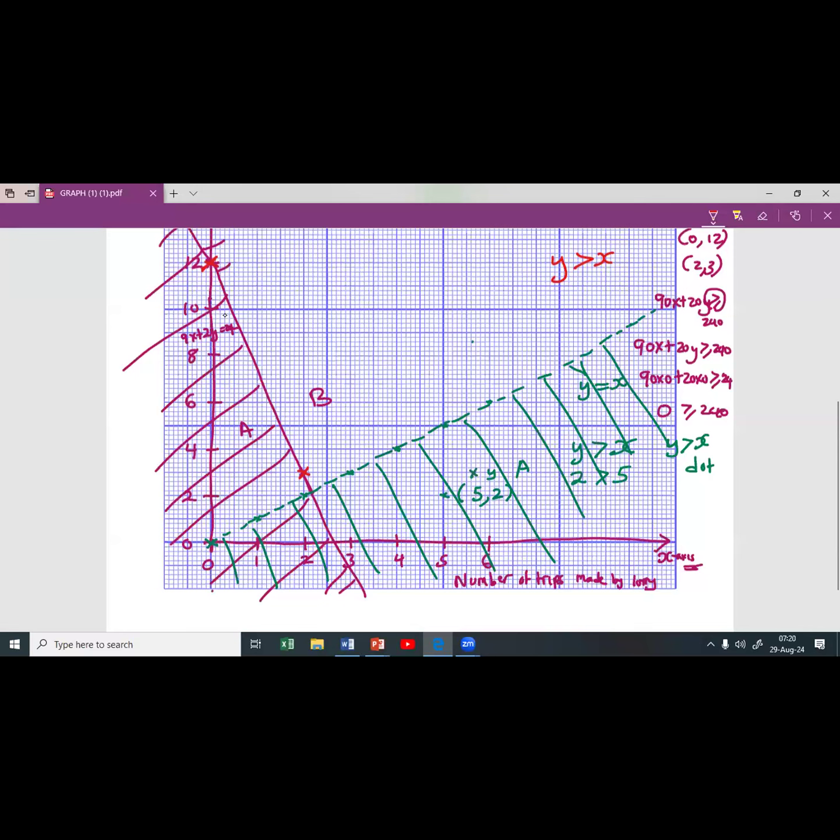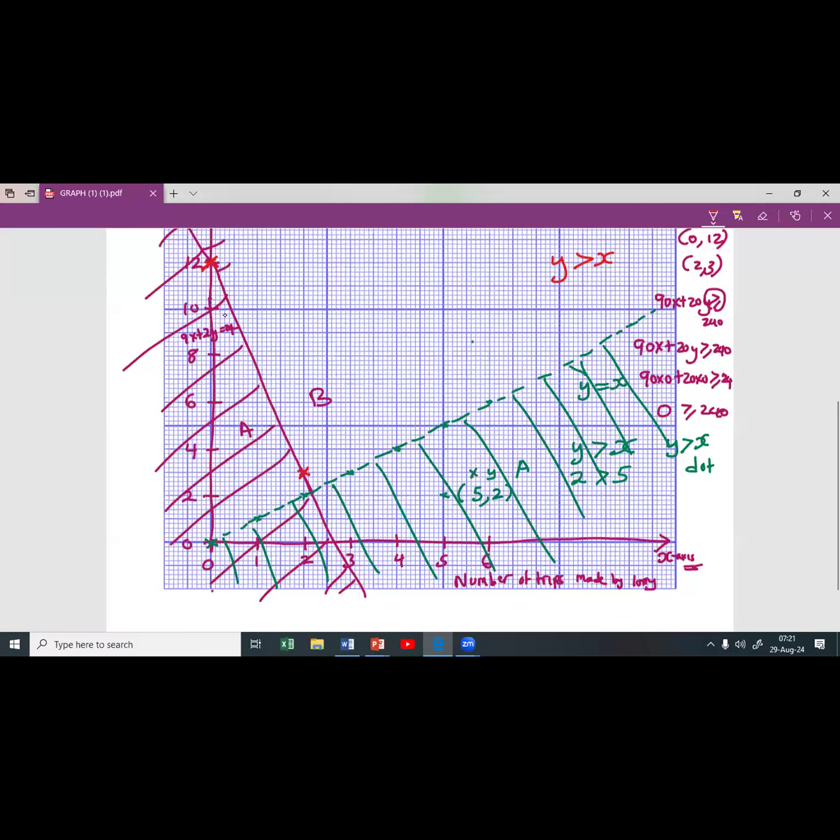Okay. Now, for this line, you choose from any region you want. Now, the other person wanted us to choose from here up. For you, choose where you want. In case the point you have chosen is not making sense, you shade it.